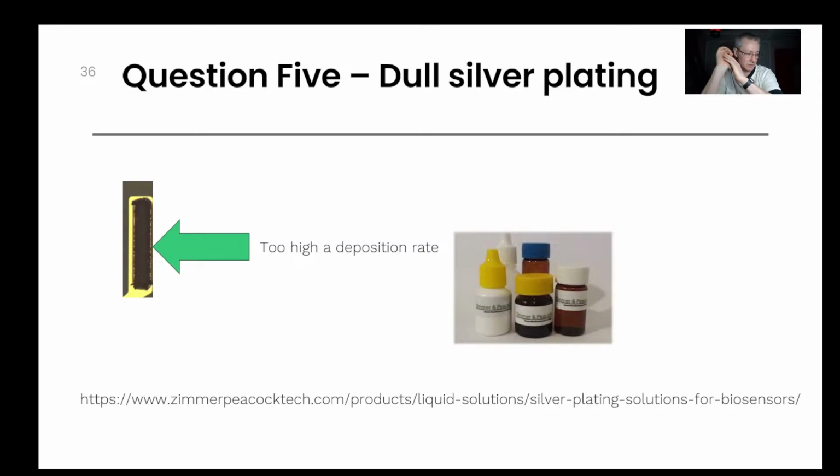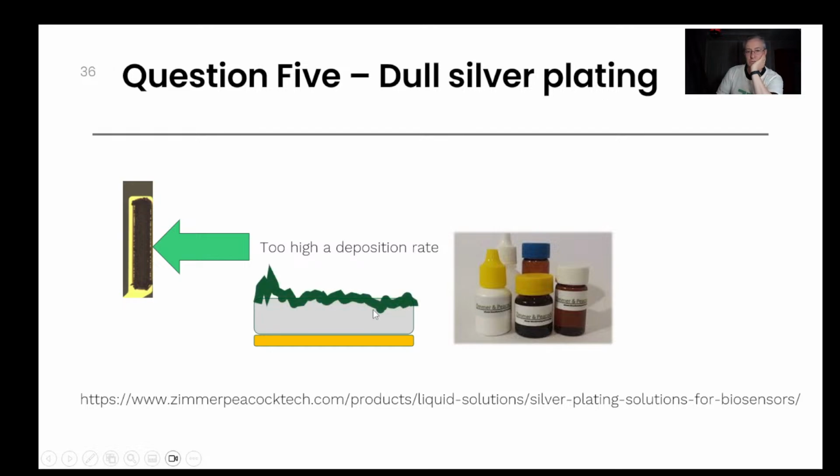Current density just means current per surface area. The current density is too high. So rather than getting a nice smooth deposition of silver, or electroplating of silver rather, they're getting a rough surface, and that rough surface then appears dark.